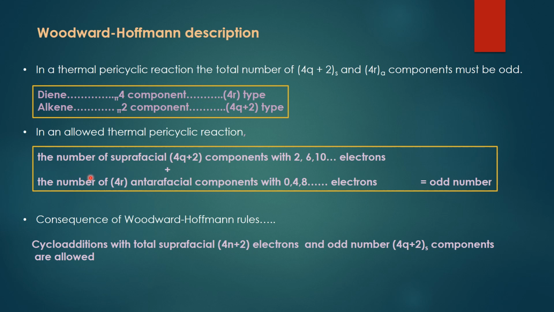Here we can see the number of suprafacial 4Q plus 2, S stands for suprafacial and A stands for antarafacial. As per the Woodward-Hoffmann rule, in an allowed thermal pericyclic reaction, the number of suprafacial 4Q plus 2 components plus the number of antarafacial 4R components, with 0, 4, 8 electrons, multiples of 4, should be an odd number. This is the Woodward-Hoffmann description. We can see it with an example.